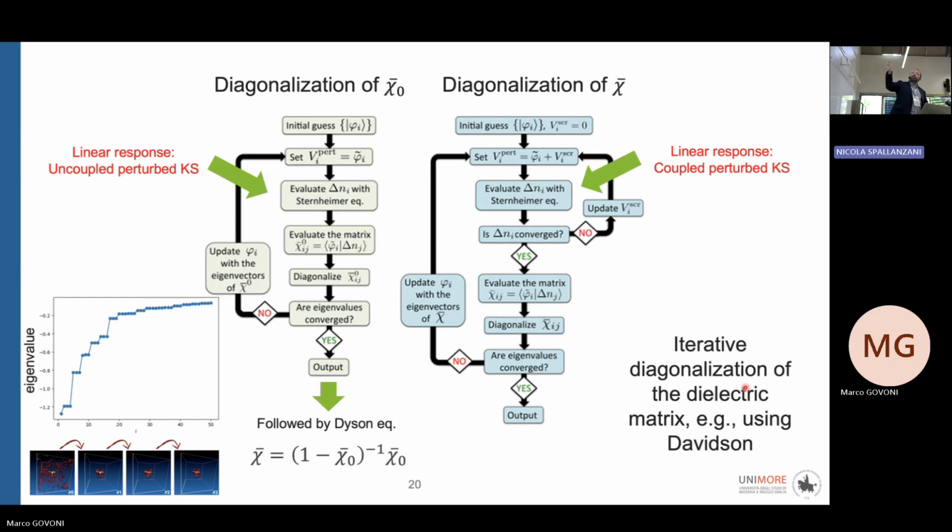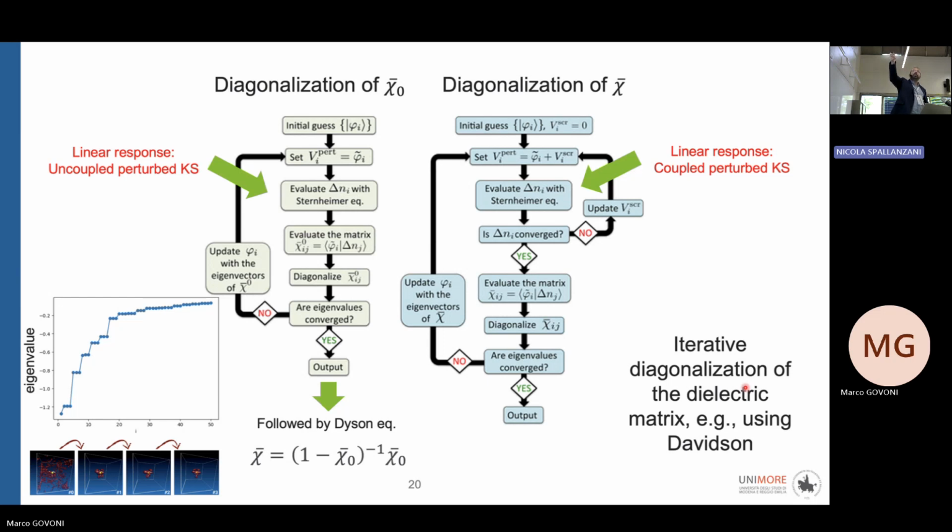So in the strategy on the right, you have an extra loop that changes the parts of the Hamiltonian that depend on the density. For instance, the Hartree potential depends on the density. If you computed the response of the density, you would have to update that potential and then solve consistently the response for the density. The strategy on the left is more practical because you don't have this extra loop.